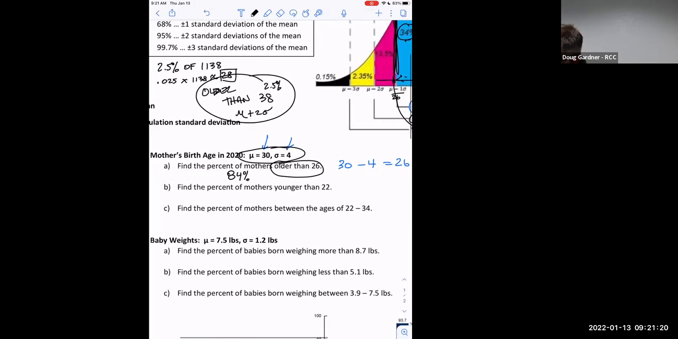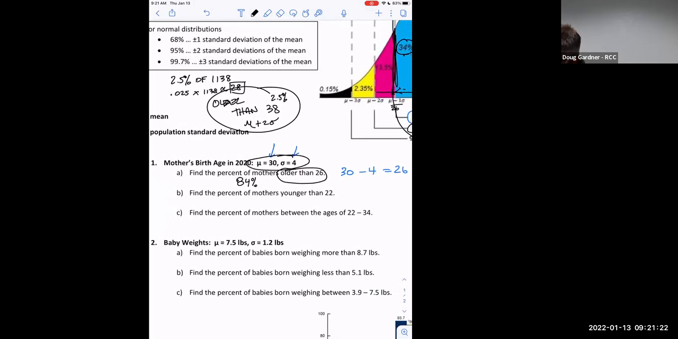Okay, so you do these two. Find the percent. That's all you're doing is finding a percent, but find the percent of mothers younger than 22. And again, you might say, yeah, if they're younger than 22, maybe that is something we'd have to be cautious with as well. Maybe if they're too young, that's a little dangerous. And what about C? Find the percent of mothers between the ages of 22 and 34. These are all predictable things. Can you find those using your note sheet?